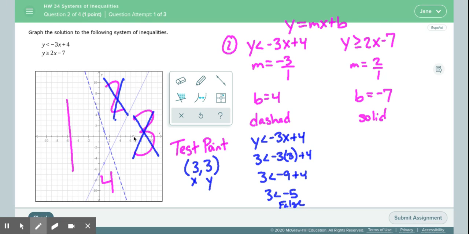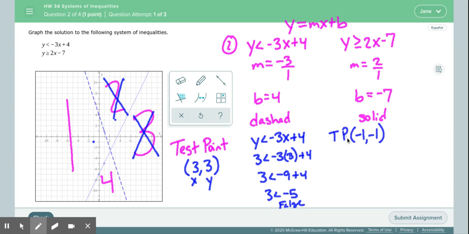All right, so now what I need to do is pick a test point. I need to change my test point. Since I know 3, 3 doesn't work, I need to either pick something from region 1 or from region 4. I'm not going to choose one from one of the regions I already eliminated. So I think I'm going to go with negative 1, negative 1. So negative 1, negative 1 is my new test point.